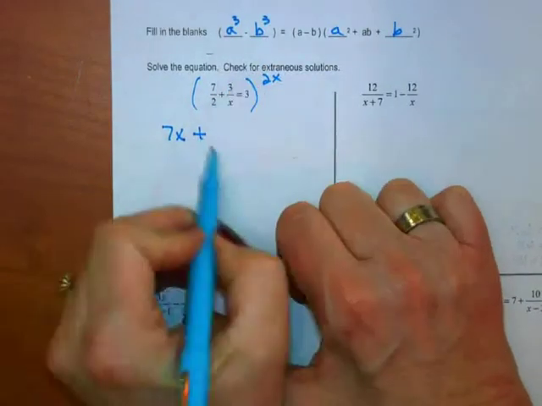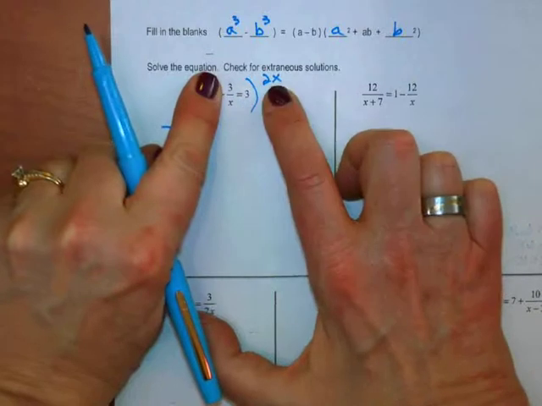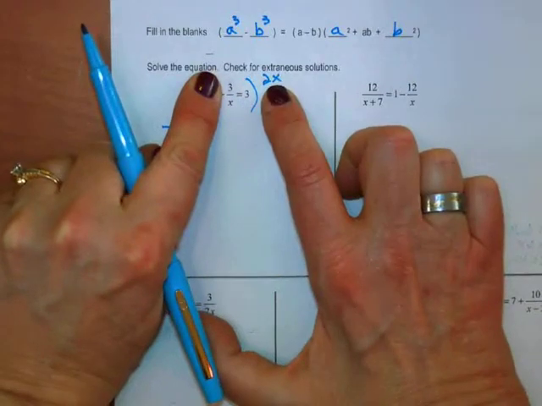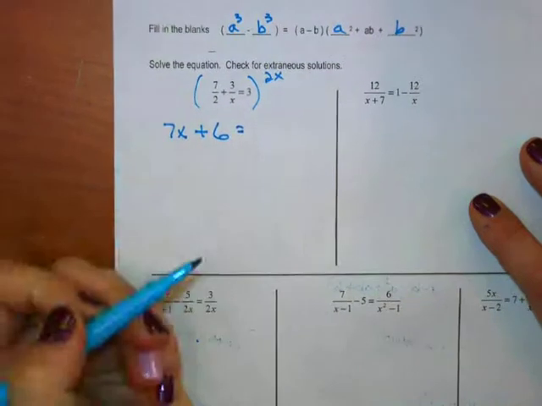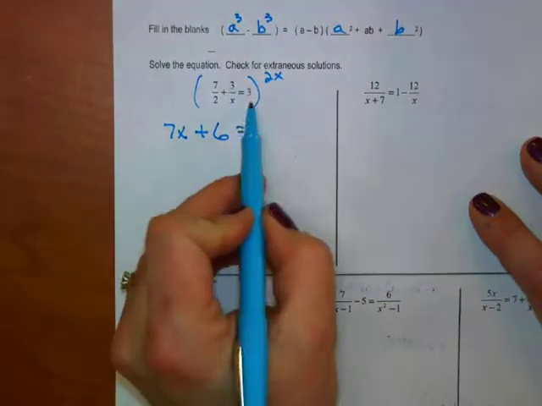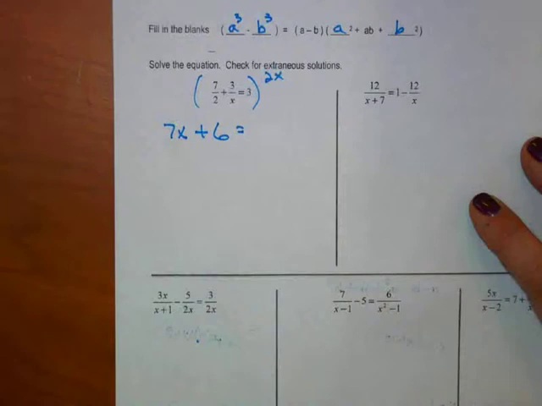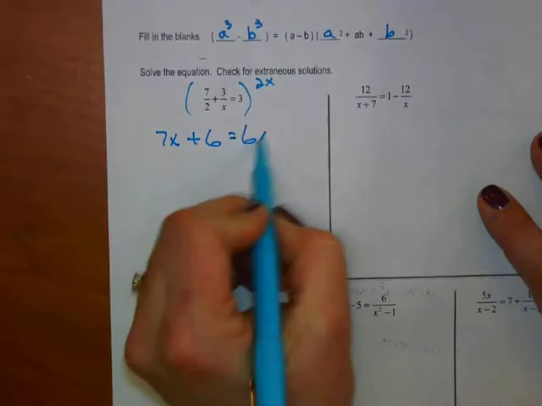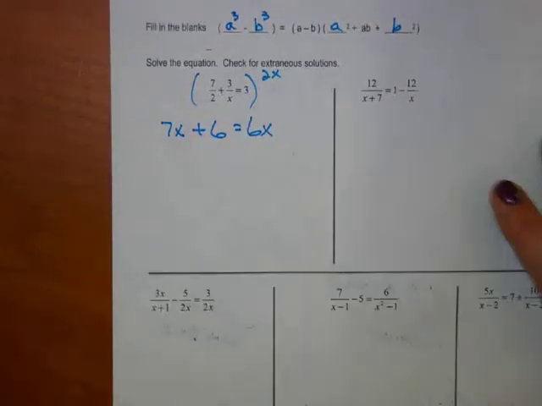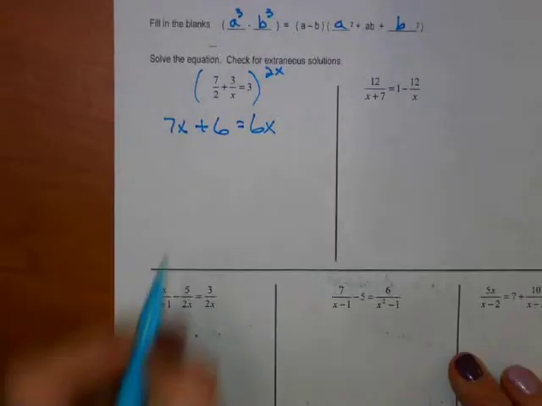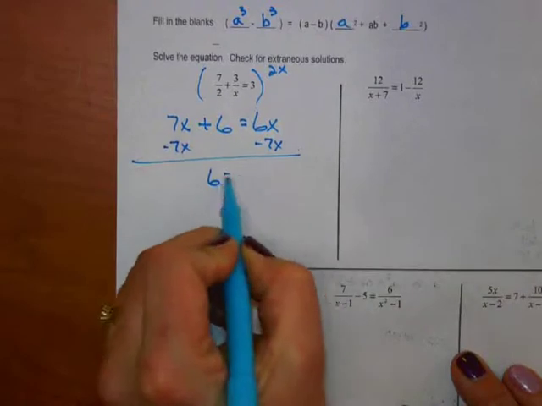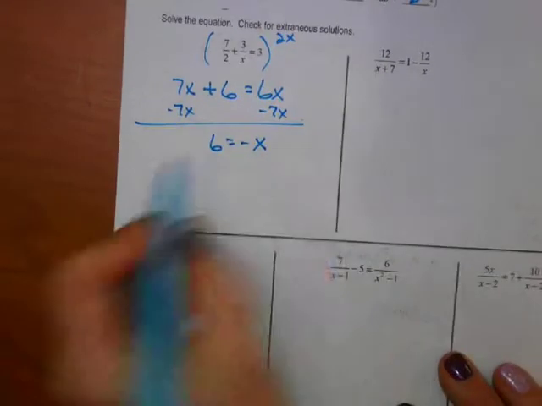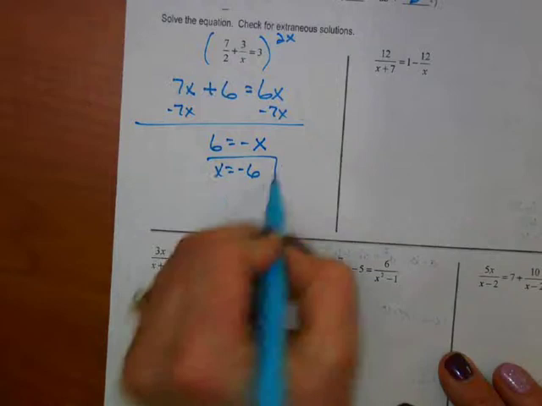So kind of think about it in your head. 3 over x times 2x, the x's cancel and you end up with what? 6. And this just has a 1 over it, so 3 times 2x would be 6x. Oh, look at that. That's all you have to simplify now. Okay? So then you just have to solve for x. So minus 7x, minus 6, equals negative x equals negative 6.